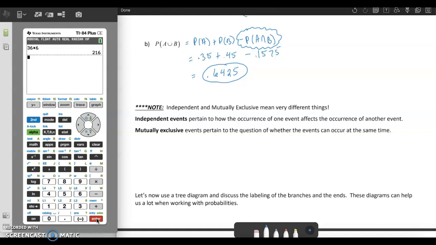So I can certainly have events that can occur at the same time while they don't affect each other. Or I could have events that do affect each other perhaps, but maybe there's no way for them to occur at the same time. So these are not the same thing. Be really careful about those definitions. It's just something that I see students struggle with a lot.